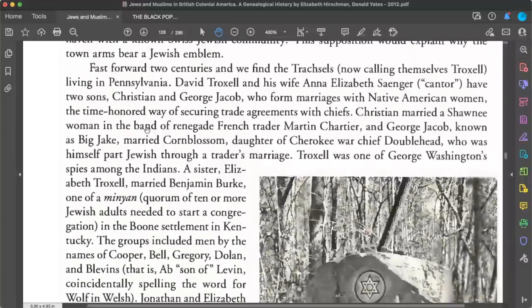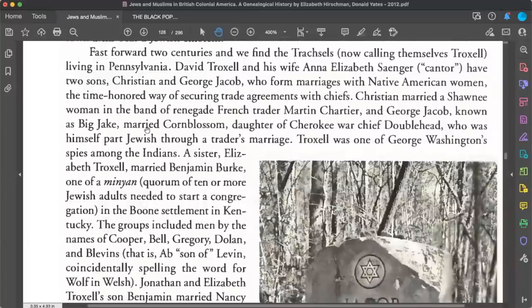Fast forward two centuries, and we find the Troschels now calling themselves Troschel, living in Pennsylvania. David Troschel and his wife, Anna Elizabeth Sanger, Cantor, have two sons, Christian and George Jacob, who form marriages with Native American women. All right, what do these Sephardic Moorish people, they formed marriages with who? Native or American indigenous women.